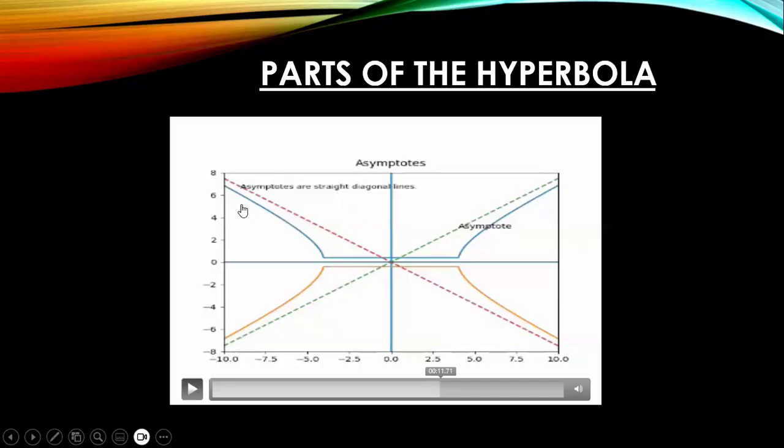Good. So we have our red line. This is one asymptote coming here. And the green line is the next asymptote. And we need to realize something. No matter how close we may see the hyperbola is to the asymptote, we should always know that they never touch. No matter how close they look like they are, they will never touch.